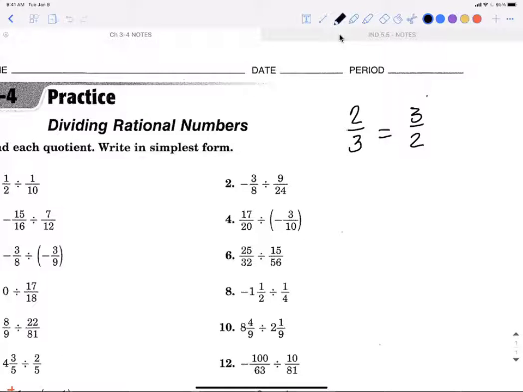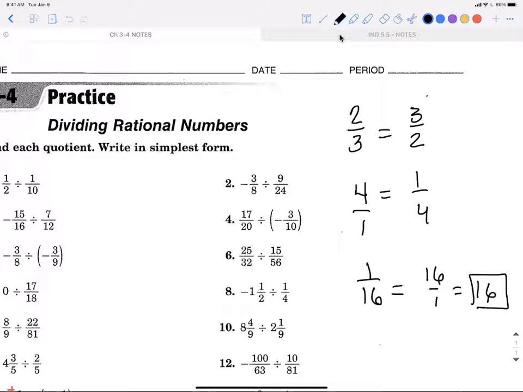What if I have a number like this and I'm asked to write the inverse? Well, the inverse is flipping the fraction. First you have to make this a fraction, right? Now you can flip it, because you can't flip it unless it's a fraction. And likewise, if you have one like this and you're asked to write the inverse, it's really 16 over 1, but we usually clean it up a little bit and just write 16.